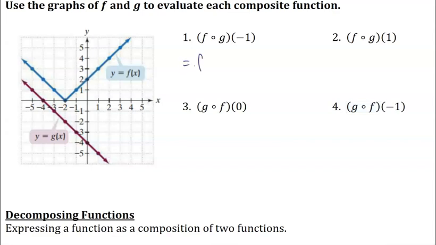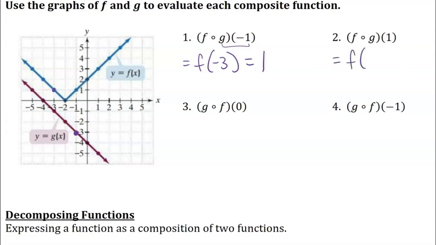So this is going to be equal to, and then I need to know what g of negative 1 is, because that's my inside function. So g of negative 1 is, according to this graph, negative 3. And then I'm going to plug negative 3 into my outer function f. So negative 3 has an output right here of 1. And that's all I need to do. Okay? Pause the video, try the other ones.